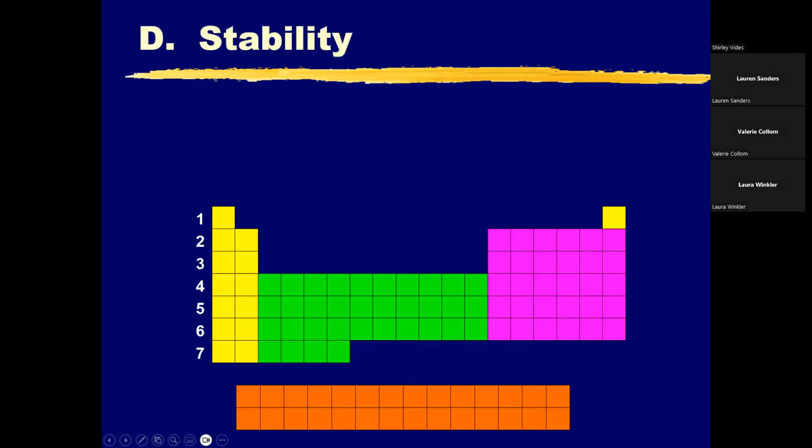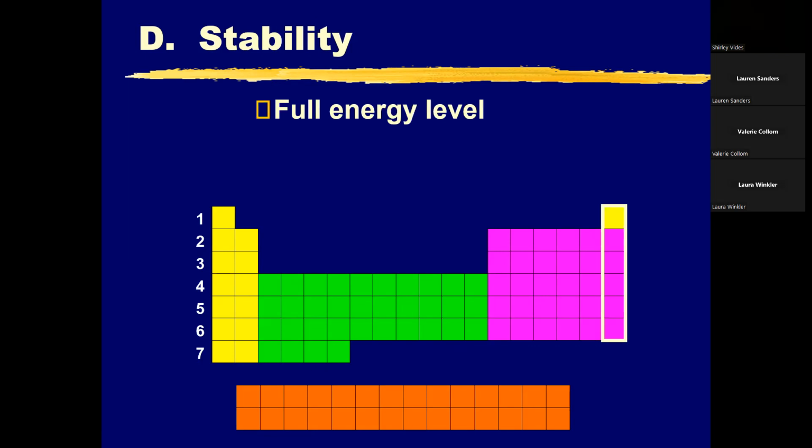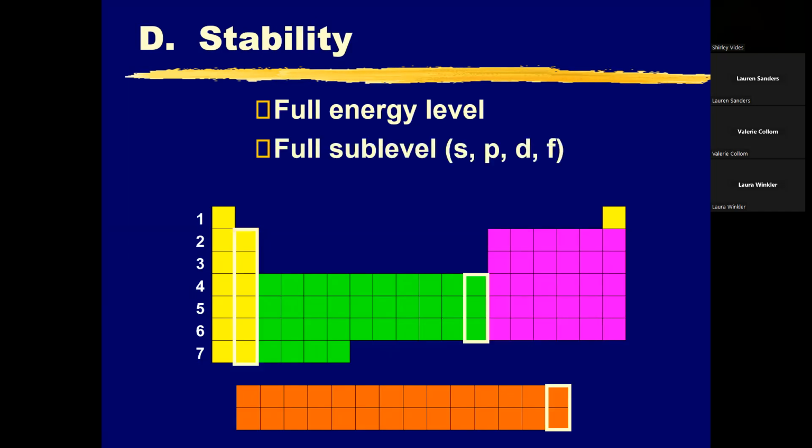All right, now stability-wise, we have different things that we need to know. So remember how everybody wants to look like a noble gas to be stable? That is when you have a full energy level. Remember, I keep saying it. They're full, they don't want anymore. Okay, that's what that means. That's the most stable. The next one is a full sublevel. So a full S, a full P, and a full F.